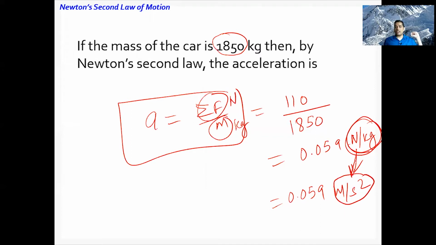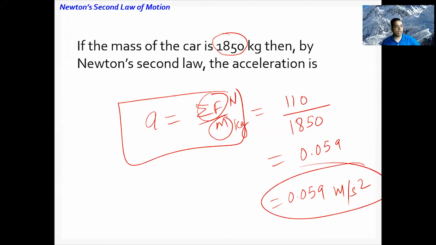By the way, they're exactly the same, because if you convert this Newton to fundamental units, you happen to get this. So you can write either Newton per kilogram or meter per second square, but we are so used to meter per second square in kinematics that we don't write Newton per kilogram. We just simply write this. This is the unit of acceleration, with the magnitude equal to 0.059, right?